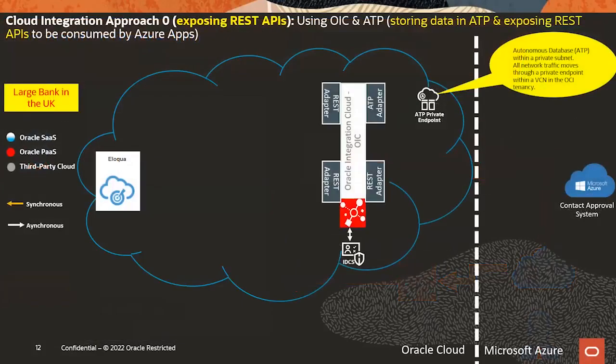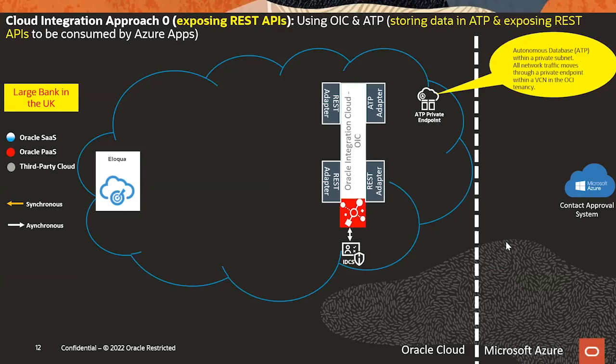And that brings me to the first use case, which I call cloud integration approach 0 for multi-cloud integration between Oracle SaaS and Microsoft Azure. For this large bank in the UK, this approach is exposing REST APIs. We can use OIC together with Autonomous Transaction Processing to store or stage the data coming from Eloqua into ATP, and then expose REST APIs that are going to be consumed by this Azure application.